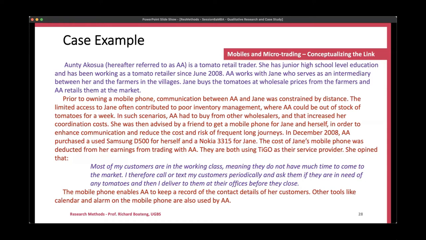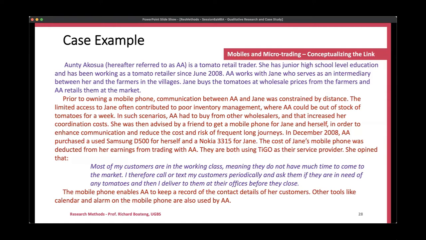Most of my customers are in the working class, meaning they do not have much time to come to the market. I therefore call or text customers periodically and ask them if they are in need of any tomatoes, and I deliver them at their offices before they close. The mobile phone enables AA to keep a record of contact details of a farm. Other tools like calendar and alarm on a mobile phone are also used by AA.